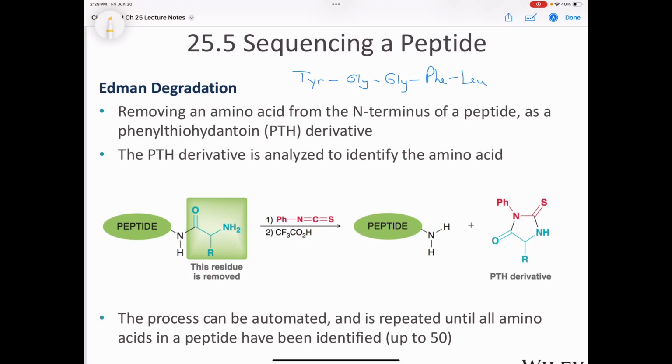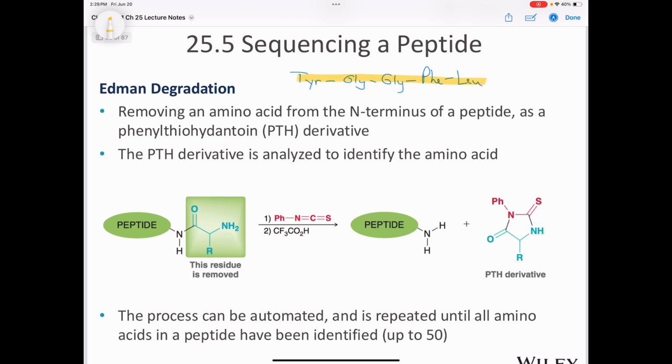The sequence of amino acids in a peptide can be analyzed using a variety of techniques, and one of the ways that we do that is called the Edman degradation. So if you're wondering what sequencing a peptide is, let's say you have something like leucine enkephalin that I put here, okay?